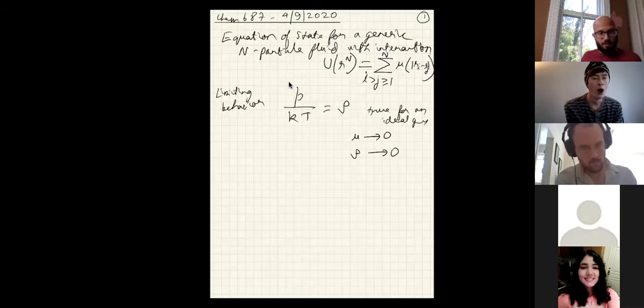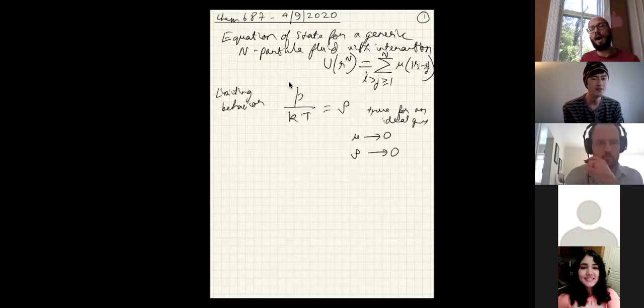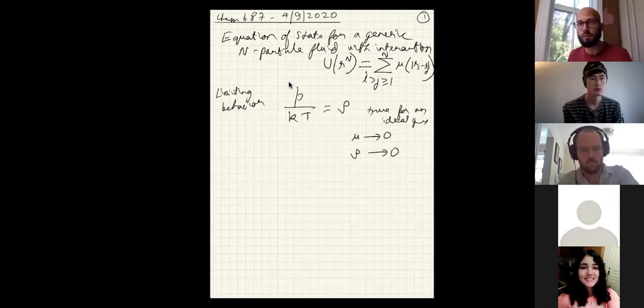For almost anything that is of any practical interest, even if you think of argon, which is an inert gas, it is not equal to an ideal gas. Even argon has Hartree interactions. If you bring two argon atoms very close to each other, they will repel each other. So this is not true even for something as simple as argon or neon or xenon, even the rare gases. So clearly we have to think about corrections.